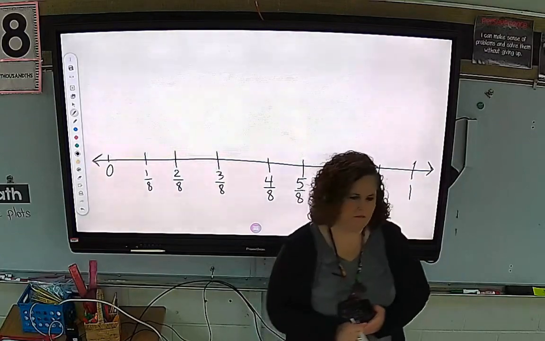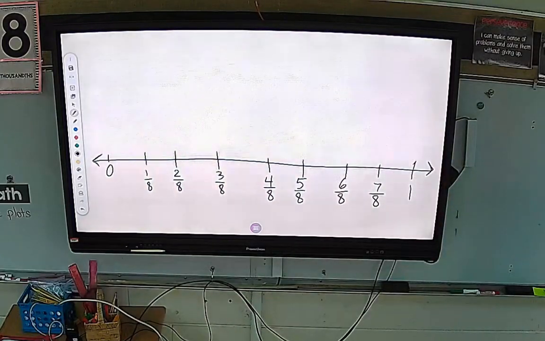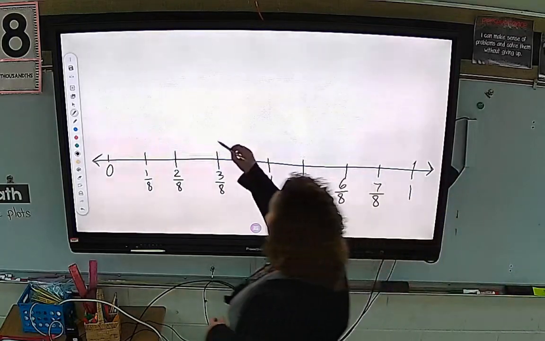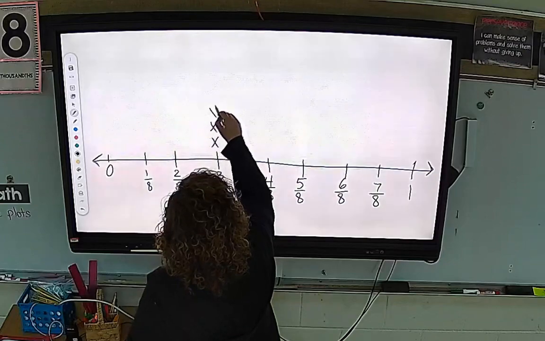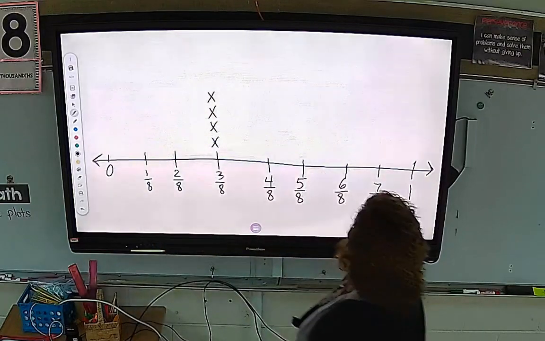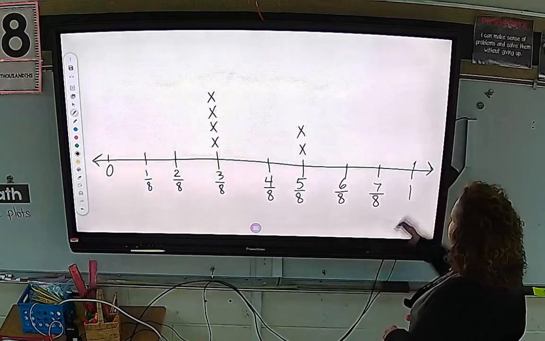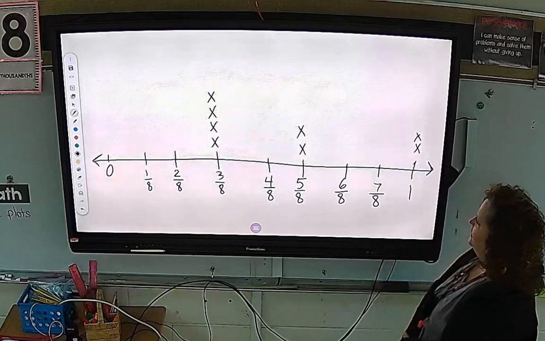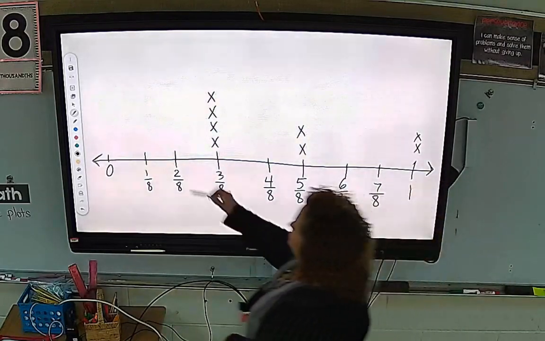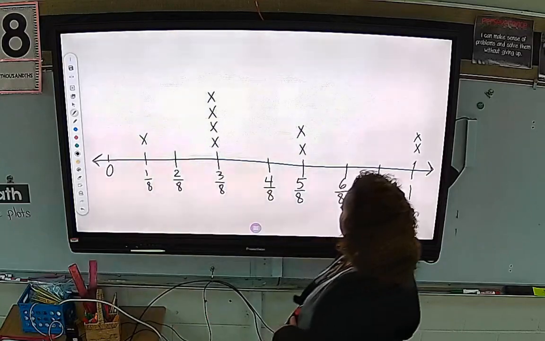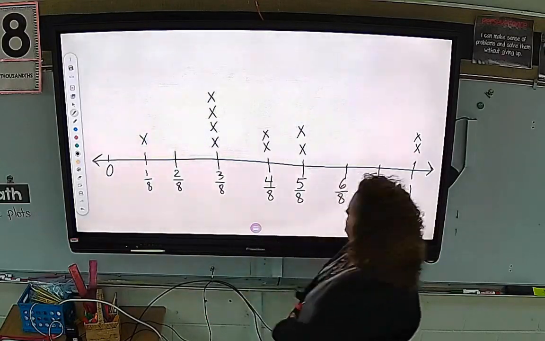Okay. And then if I started asking questions, I know we use this as an example a lot, but let's just use it one more time. We had pizza, and several of you ate 3/8 of your pizza. Let's say 4 of you ate 3/8 of your pizza. Let's say there were 2 of you that ate 5/8 of your pizza. 2 of you ate the whole thing. Somebody wasn't very hungry and they just ate 1/8. A couple of you wanted just half of it.